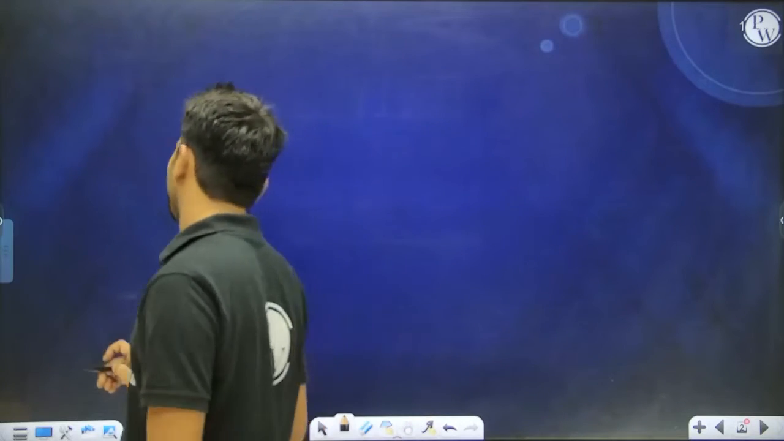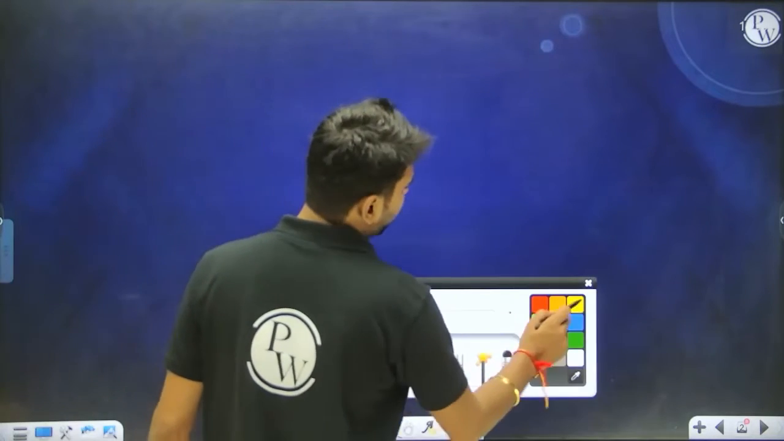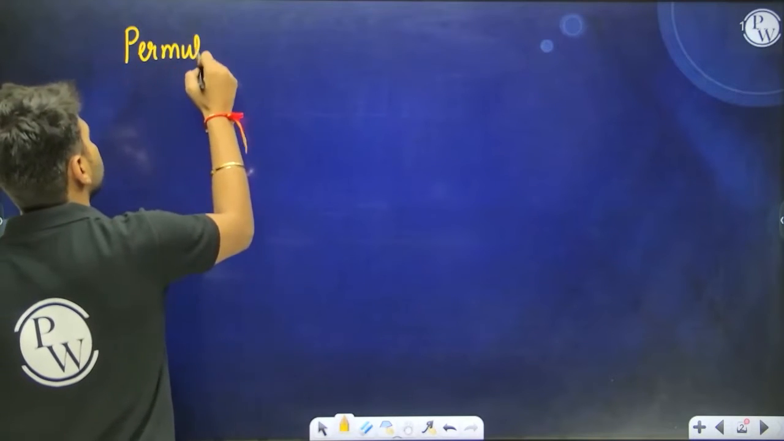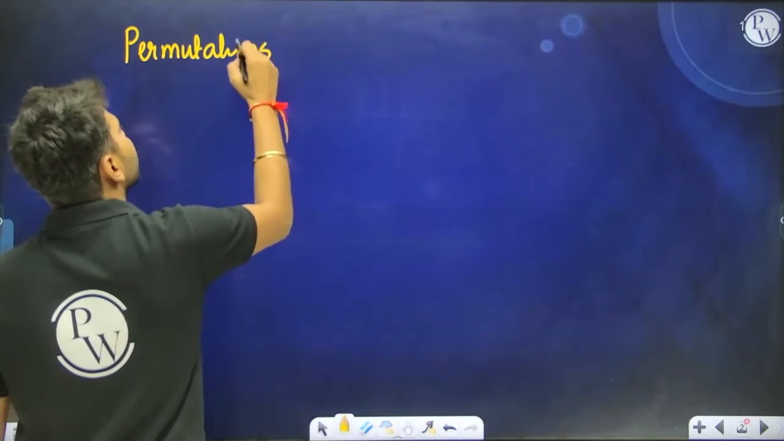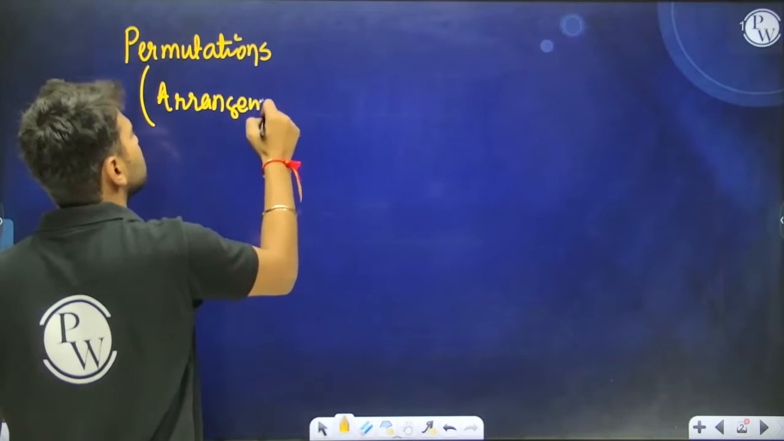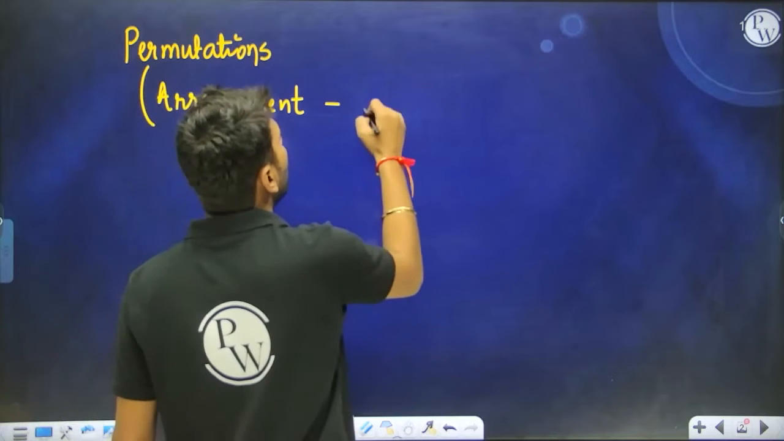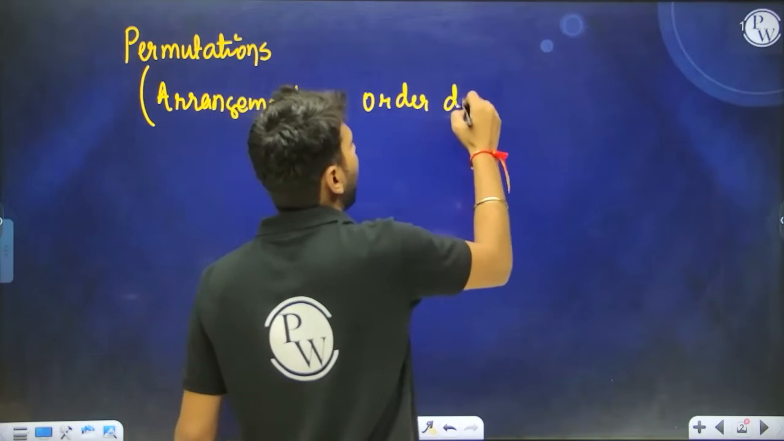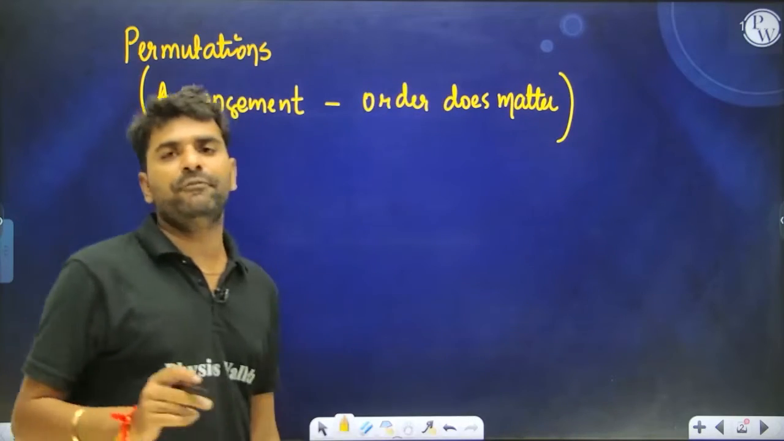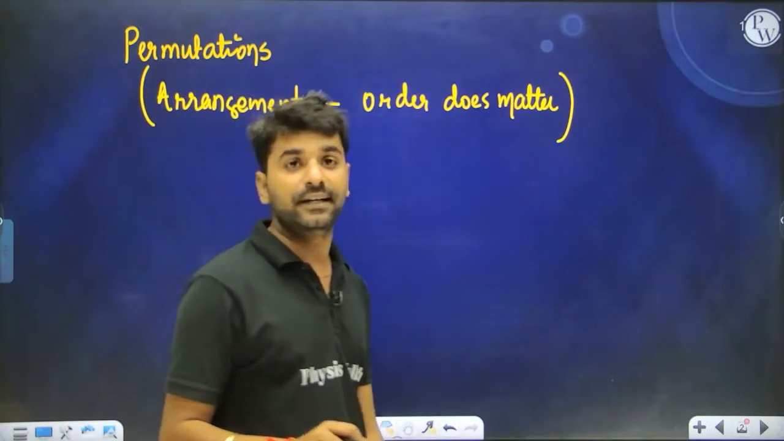Okay, so far we have learned combinations. Now it's time to go for permutations. So here we go, permutations. Permutations, as we have seen earlier, is arrangement, and arrangement involves order. Yes or no? Order does matter. Order does matter means which thing is coming first, which thing is coming later, it does matter.